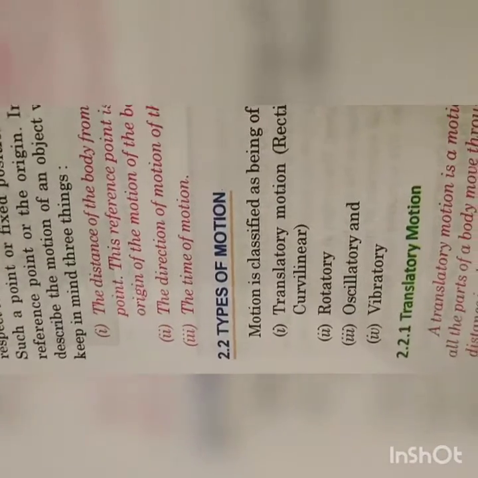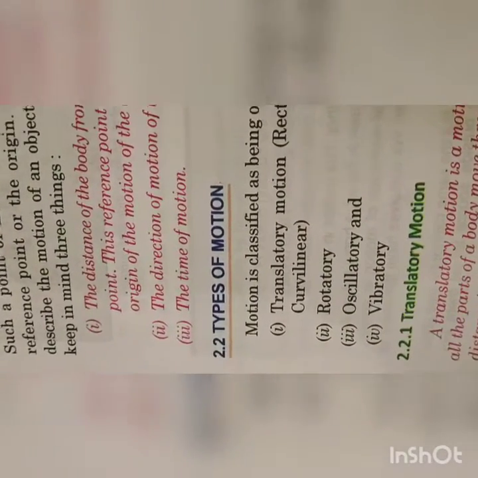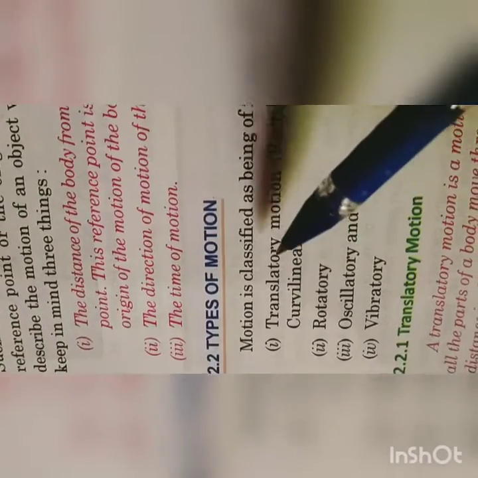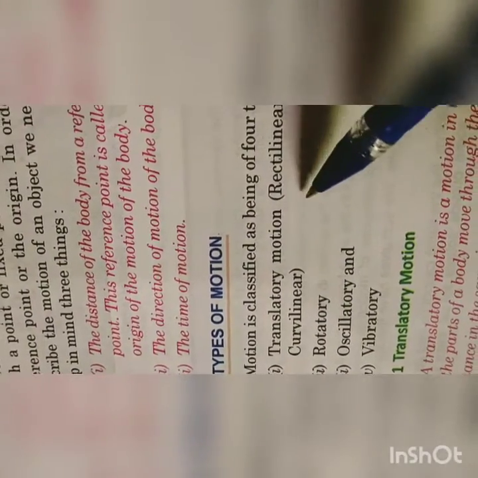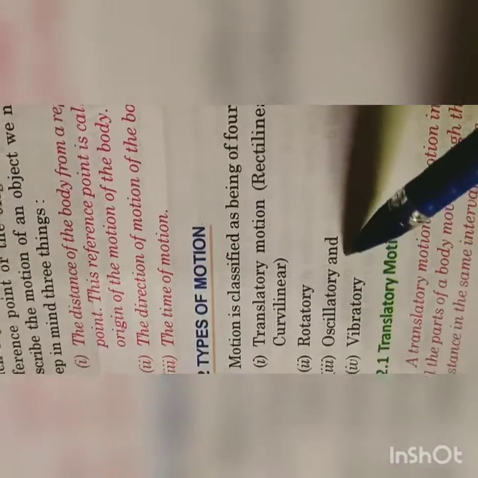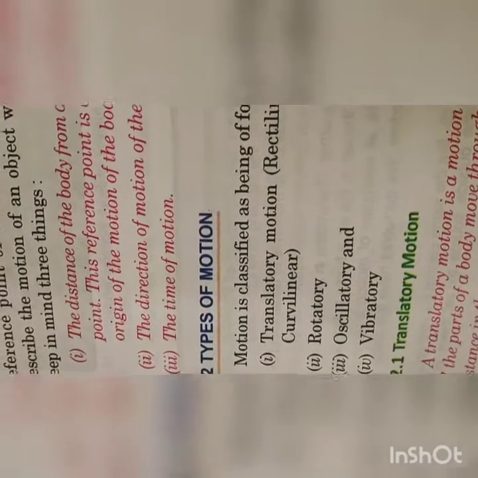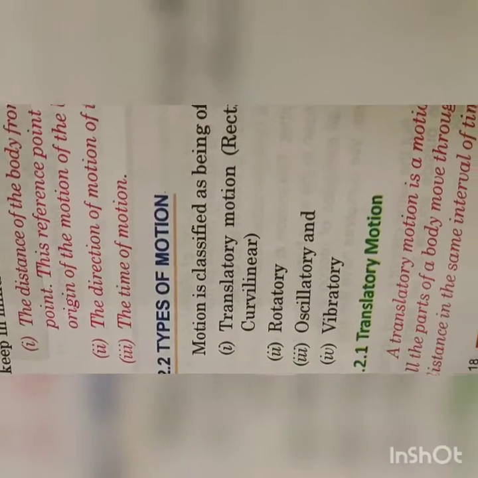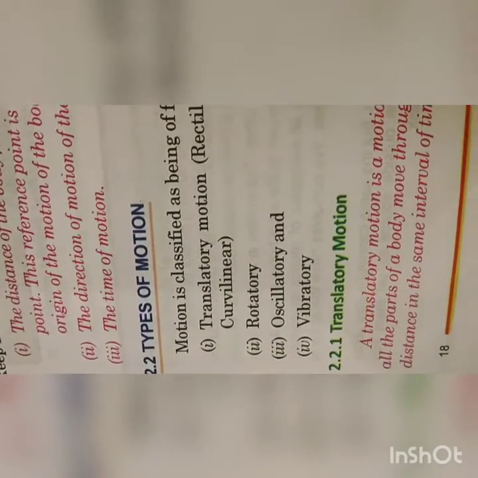Okay, now today we'll see the types of motion. So there are four types of motion: translatory, rotatory, oscillatory, and vibratory. Okay, first one is translatory motion. So, this is the definition.